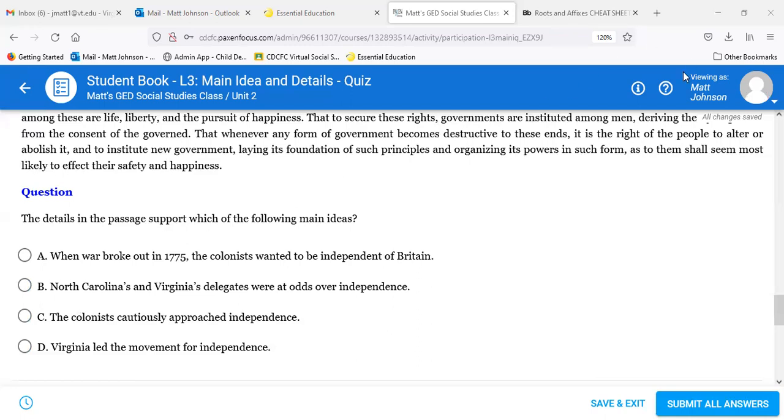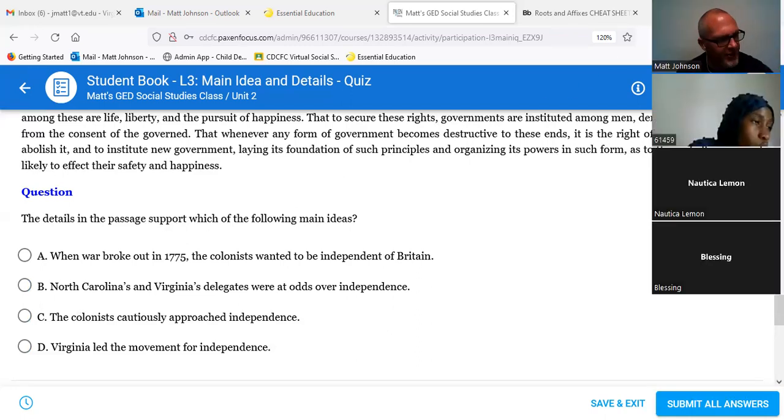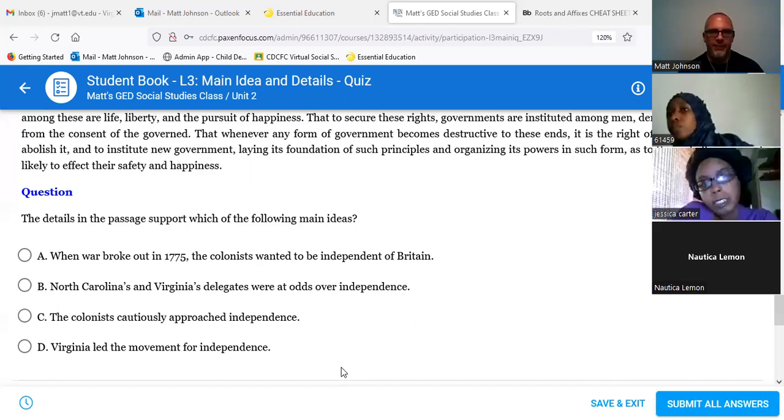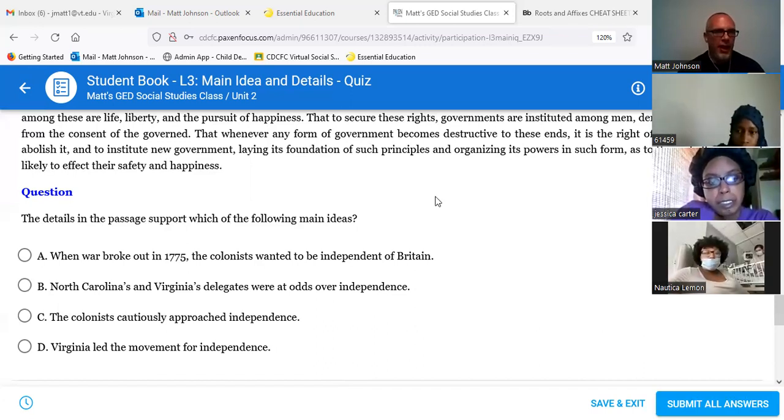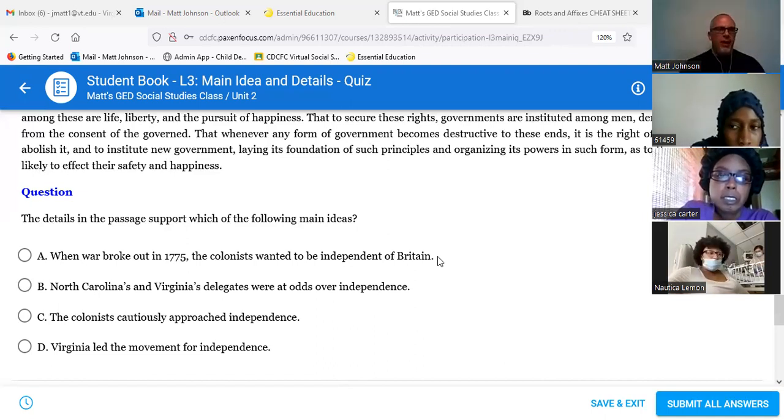So looking at our question then, let's see, I'm going to go to Jessica. Jessica, could you tell me what are the details in the passage support which of the following main ideas? Would it be A? A, when war broke out in 1775, the colonists wanted to be independent.